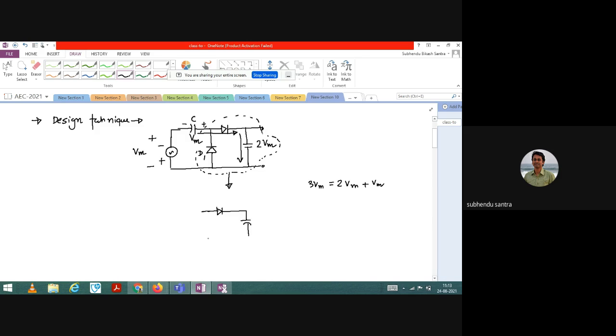So I need to store this 2 Vm, but how to charge it to 2 Vm is a different issue. You can see here the capacitor voltage Vm and this input voltage, those two voltages added together supply the output. So I need 2 Vm. Let us say I have a capacitor whose charge is 2 Vm, and this capacitor can discharge through that path.